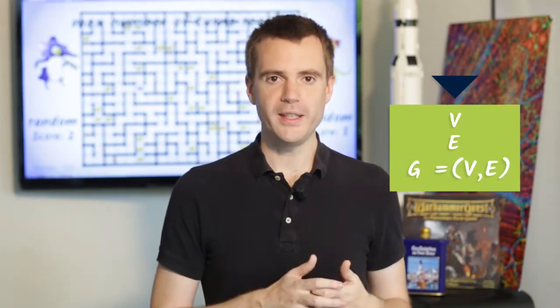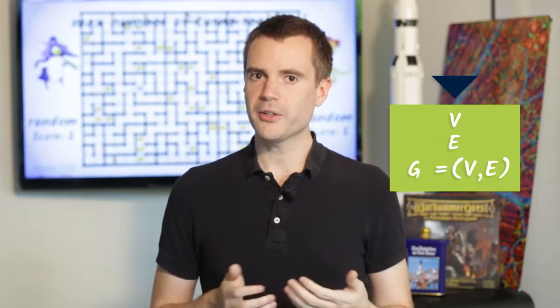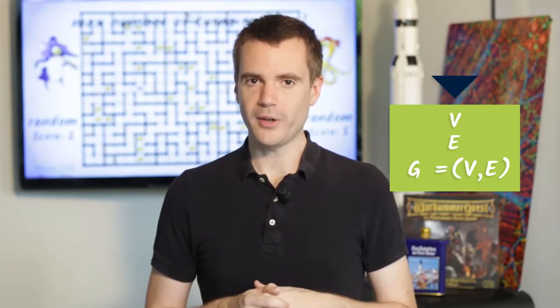Graph theory is probably one of the most common subfields of discrete mathematics. Graphs are mathematical structures that are used to represent the relationships between objects. Mathematically, a graph is composed of a finite set of vertices V and a set of edges E. We can therefore refer to a graph as a couple G composed of V and E. A graph is often depicted using circles for vertices and lines for edges.